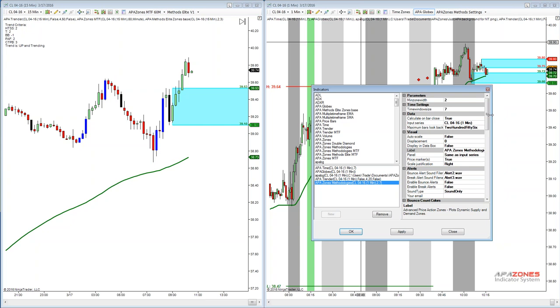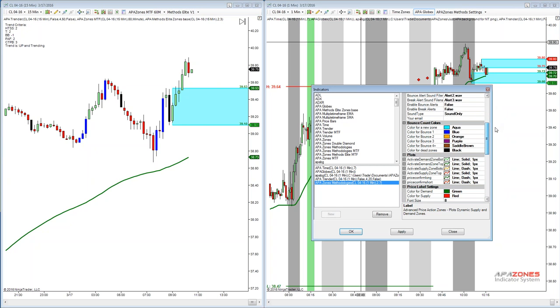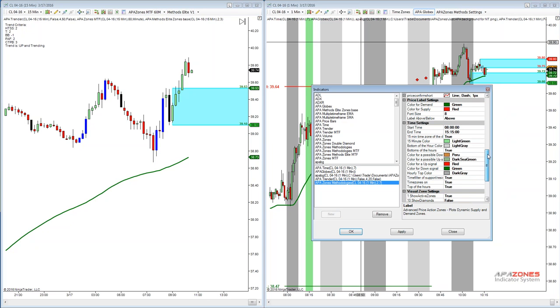Do a 1-minute time frame. It doesn't matter what your entry time frame is. It's just for that entry time frame. Now, the other thing that we built in here, we actually have several indicators built into one with the APA methodologies. We also have the time piece built into it. So we're able to identify the tops and the bottoms of the hour, as well as that first 15 minutes, which is in green.